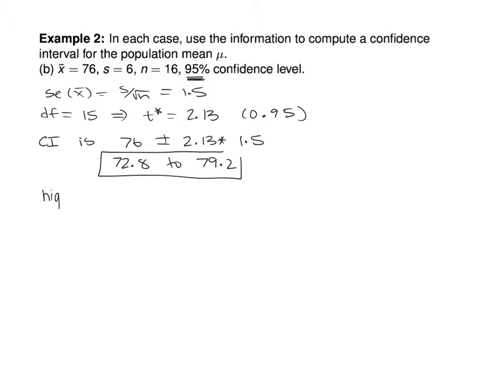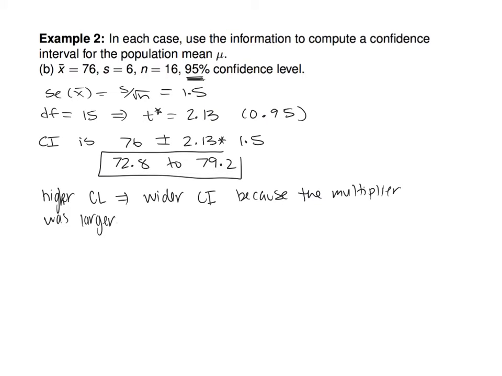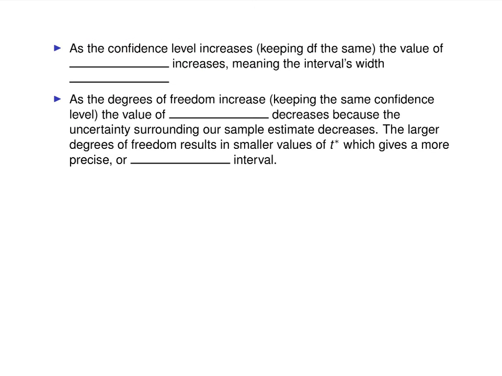Notice that a higher confidence level implied a wider confidence interval because the multiplier was larger. So it's really good to know the relationship between the width of the confidence interval and sample size as well as the multipliers. Let's put that down a little bit more formally.